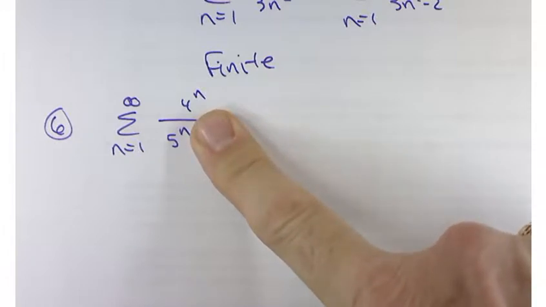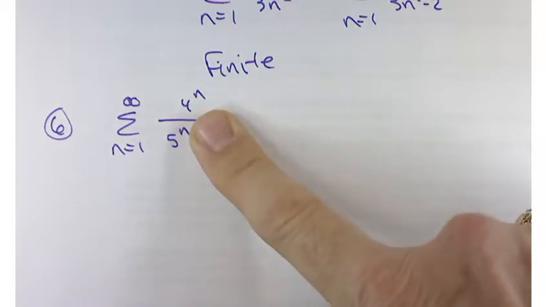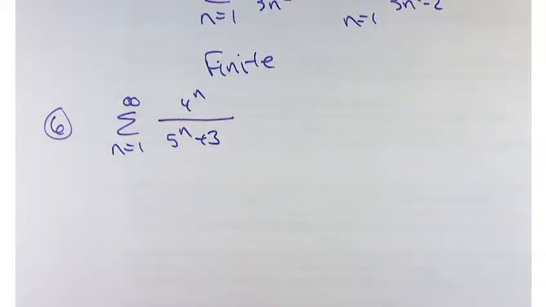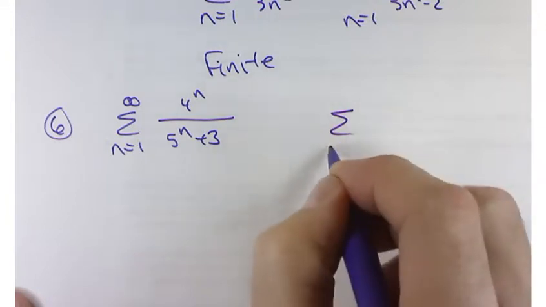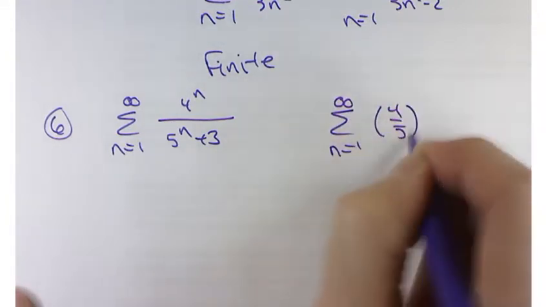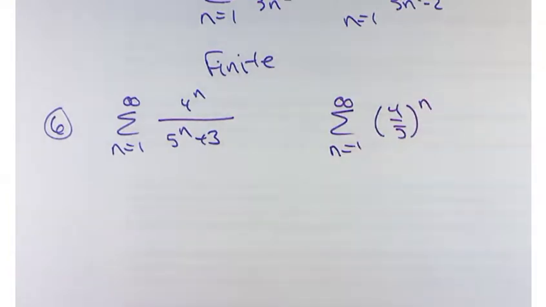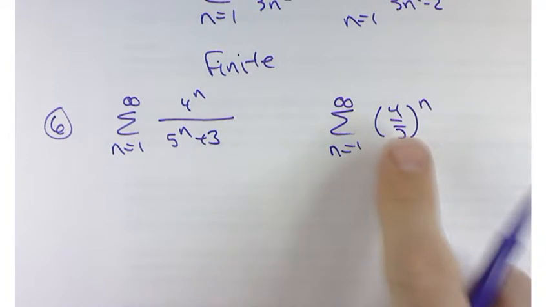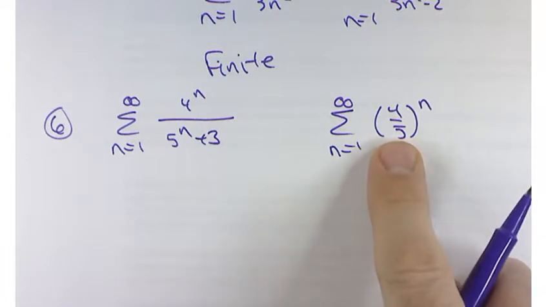Wouldn't it be nice if we could get rid of that thing? What would we be left with? 4/5 to the nth power. Basically a geometric series. So let's wink and nod and go, boy, it'd be really great if we had 4/5 to the nth power. Why would that be great? What would that be telling us? It's a geometric series. Not only that, but it's a convergent geometric series, right? Because the ratio here is less than 1.